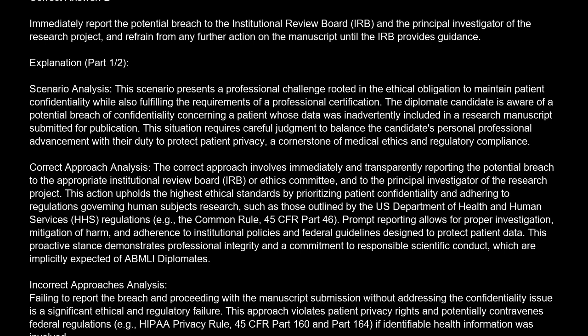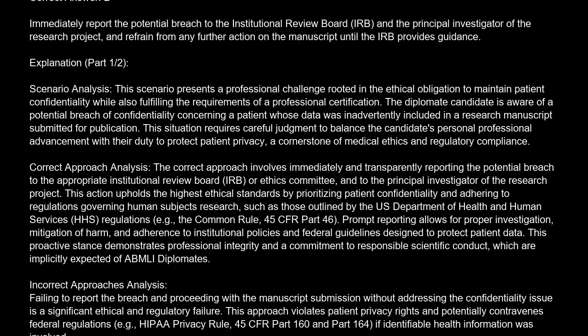Explanation. Scenario analysis. This scenario presents a professional challenge rooted in the ethical obligation to maintain patient confidentiality while also fulfilling the requirements of a professional certification. The Diplomate candidate is aware of a potential breach of confidentiality concerning a patient whose data was inadvertently included in a research manuscript submitted for publication. This situation requires careful judgment to balance the candidate's personal professional advancement with their duty to protect patient privacy, a cornerstone of medical ethics and regulatory compliance.